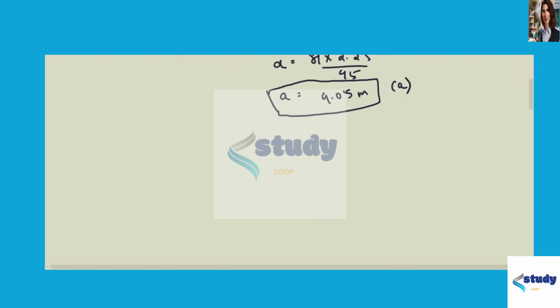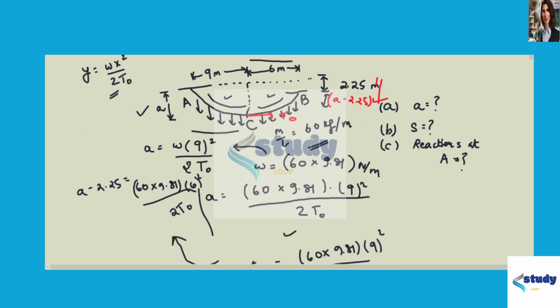So let's solve part B. In part B, we have to calculate the length of the cable. The length of the cable would be this length plus this length, which we will calculate separately. This length is L1, this length is L2. The net length S would be equal to L1 plus L2.